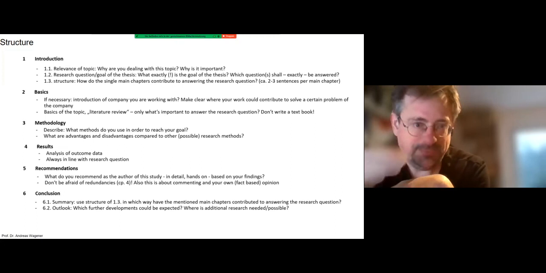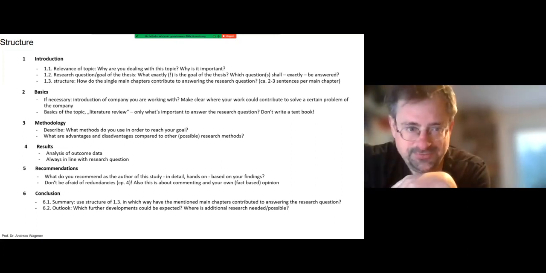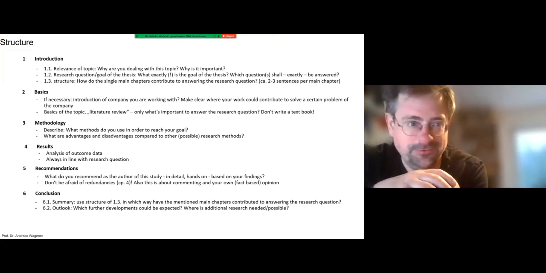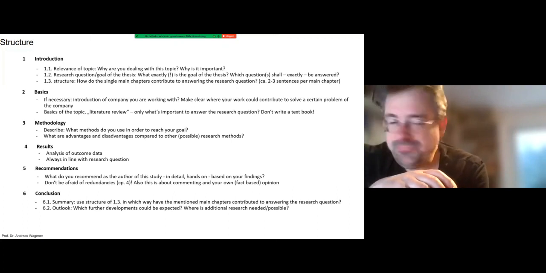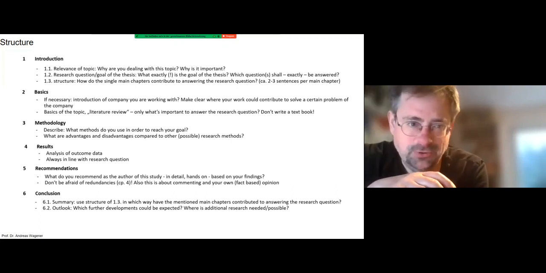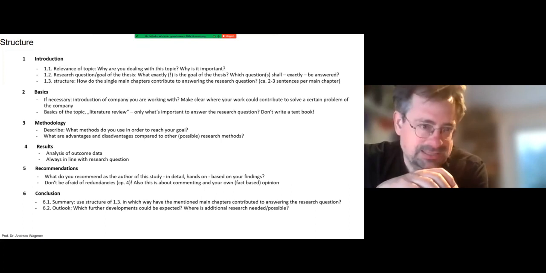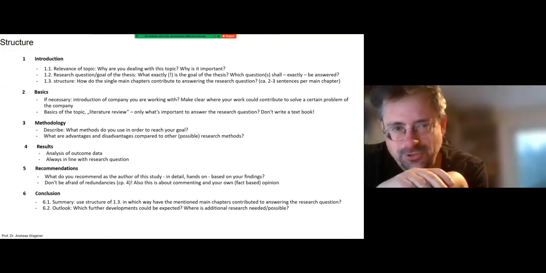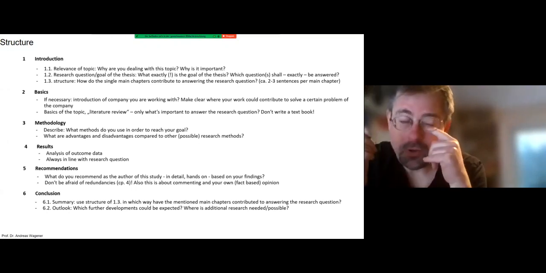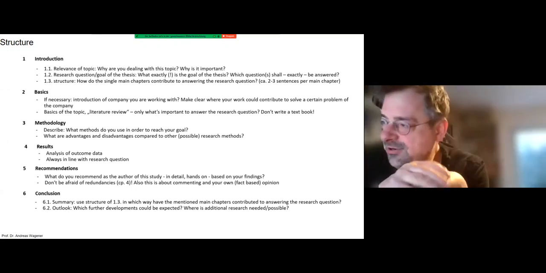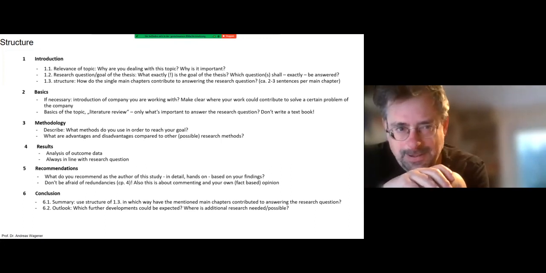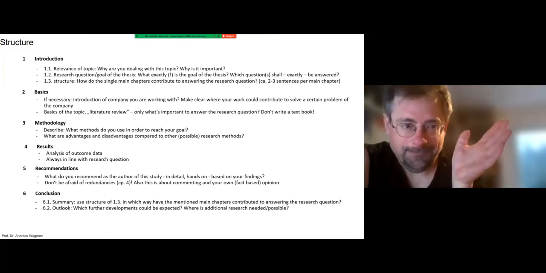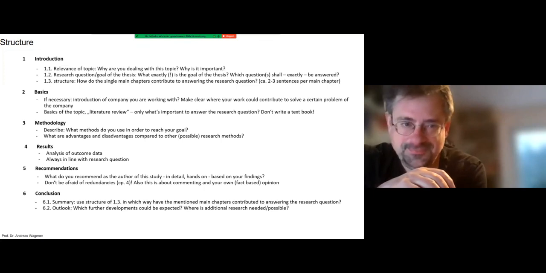So you go main chapter by main chapter, 2, 3, 4, 5, and then you're done. And then you could add some outlook: which further developments could be expected, what the limits of your research were, and where other researchers could add something. And then you're done. So this is how you do a thesis in applied sciences, at least according to me.